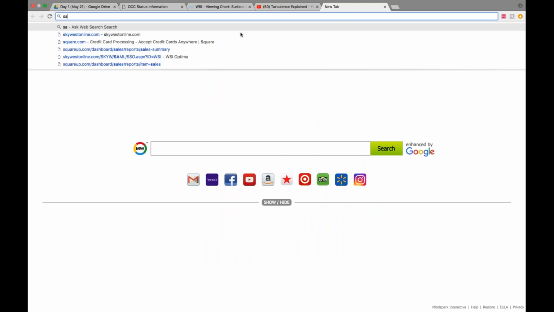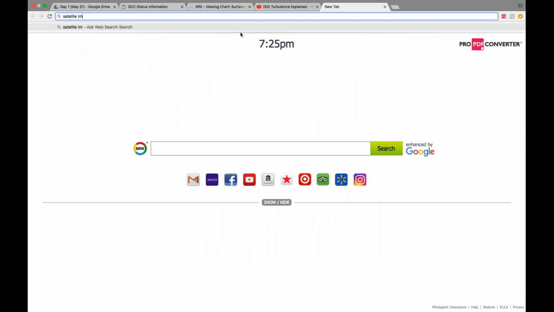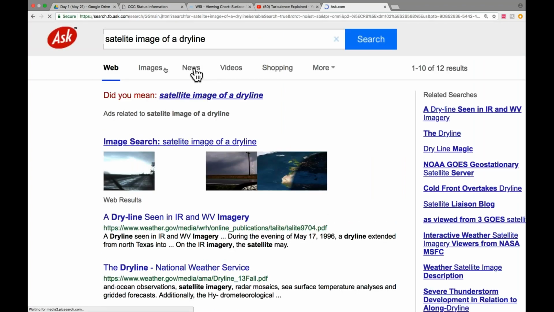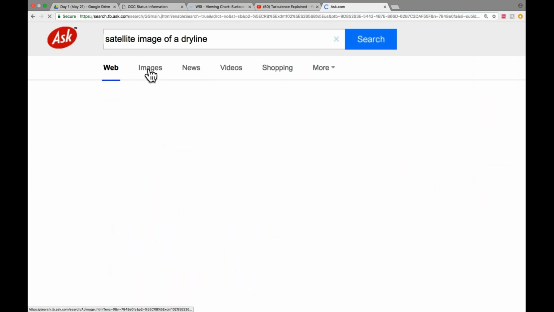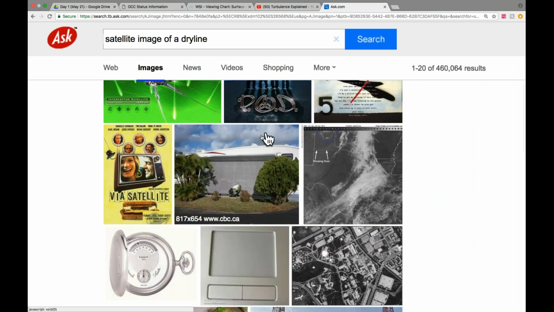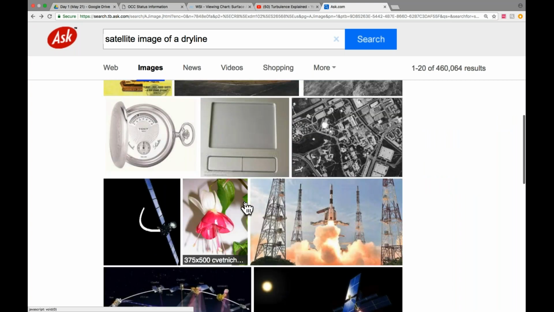So, let me show you what a dry line looks like from the air. That's one picture.